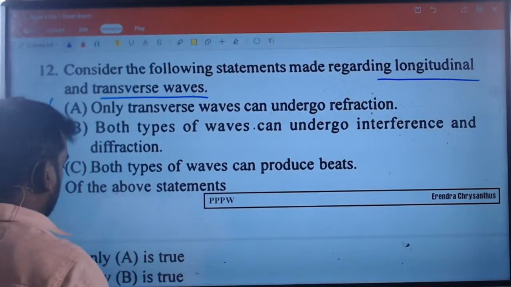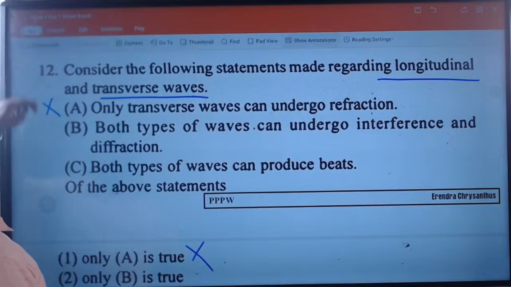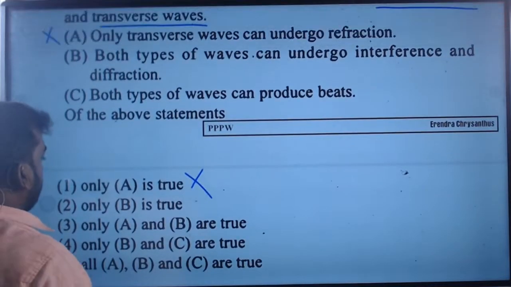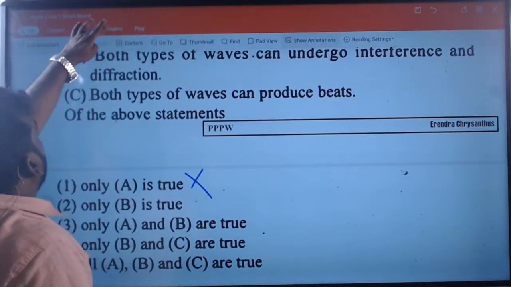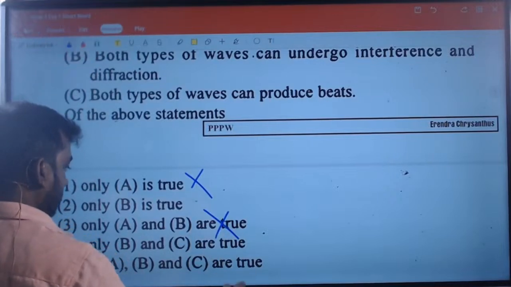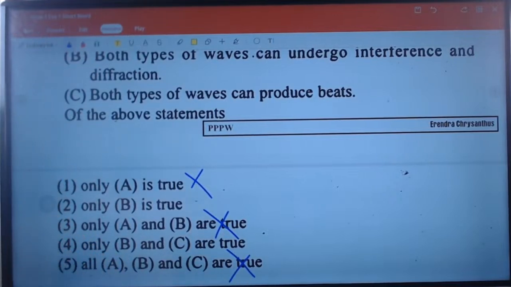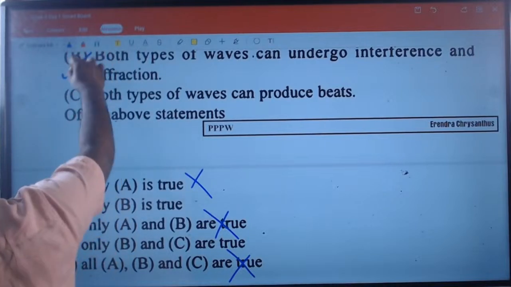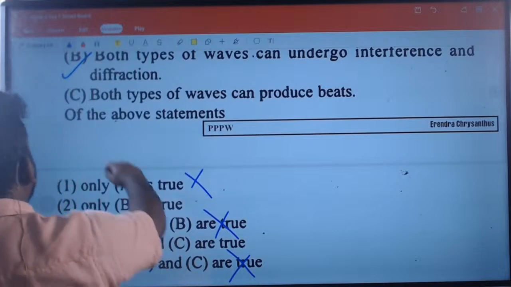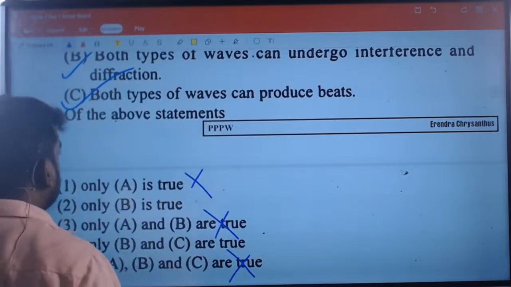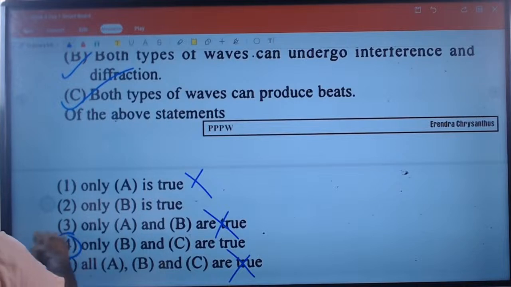Whatever option has A is also wrong. Next one: both types of waves undergo interference and diffraction. Correct. Both types of waves can produce beats. Correct, beats is interference. So B and C are correct. Answer number 4.